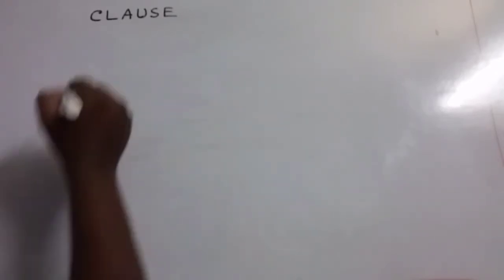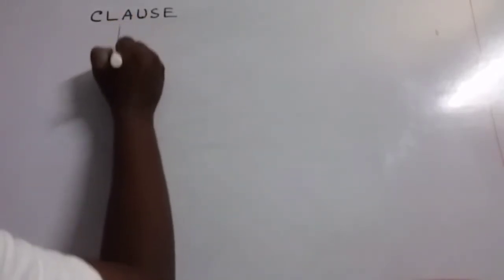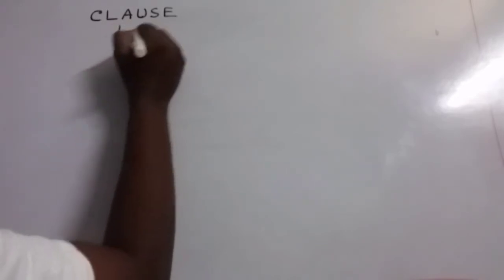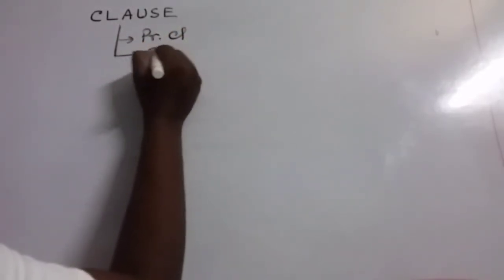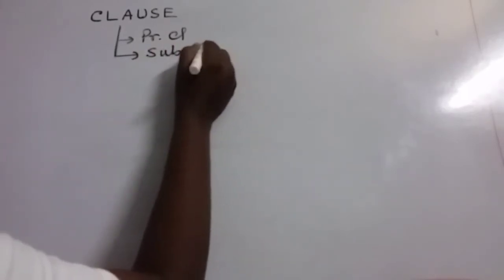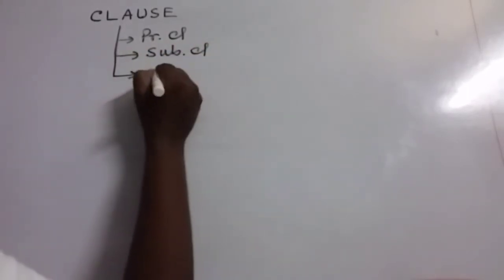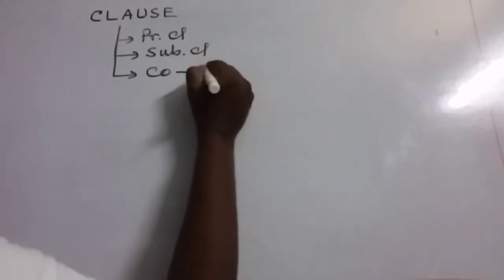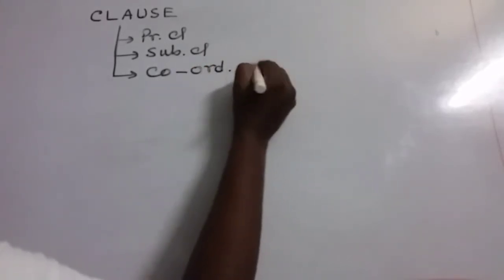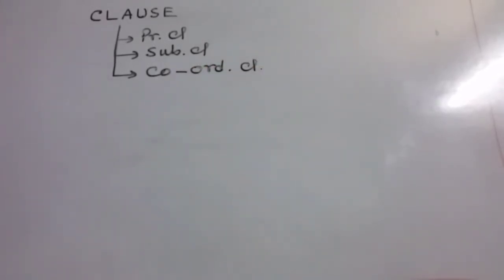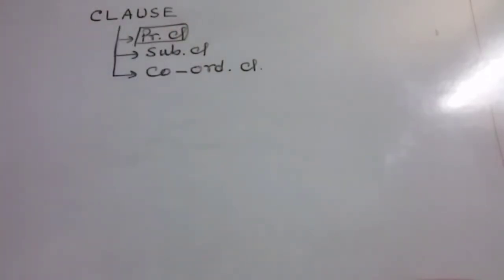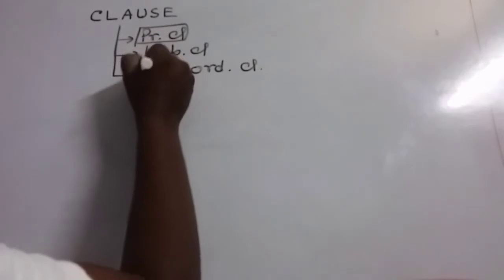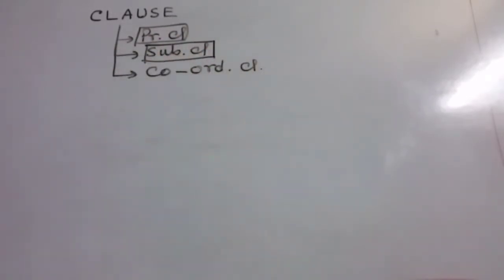Actually, my dear friends, clause is divided into three parts. One is called principal clause, another one is called subordinate clause, and there is another type which is called coordinating clause. So my dear friends, you got principal clause and also you got subordinate clause.